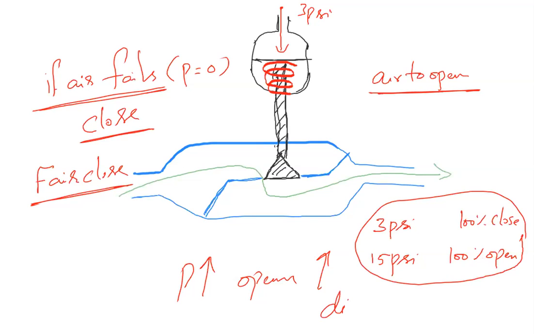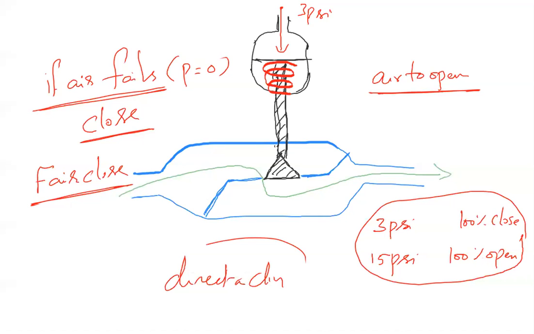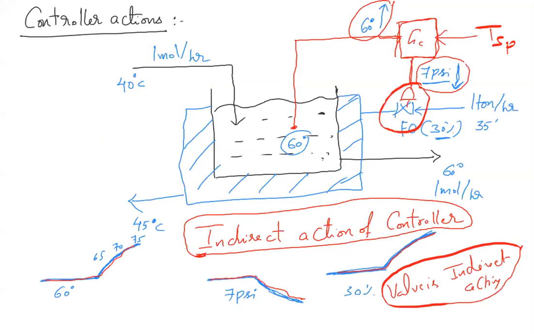So these are direct acting, because if pressure increases, opening increases. Clear? So have you understood how to find the action of the controller? These are called indirect action of the controllers, or indirect acting controllers.